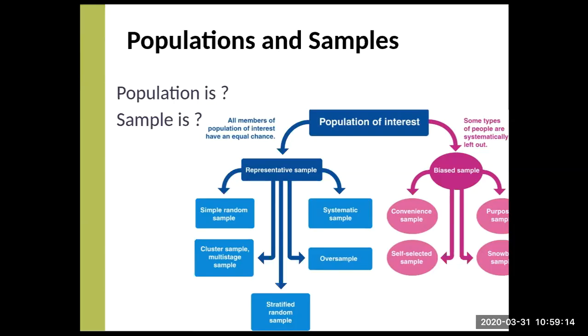these are more biased ways. So in this case, some types of people are systematically left out simply because we can't get a representative sample, or maybe people are being lazy. That is always a chance.